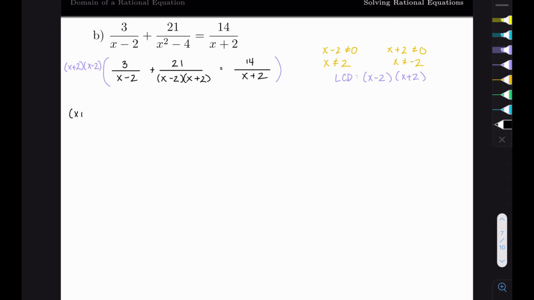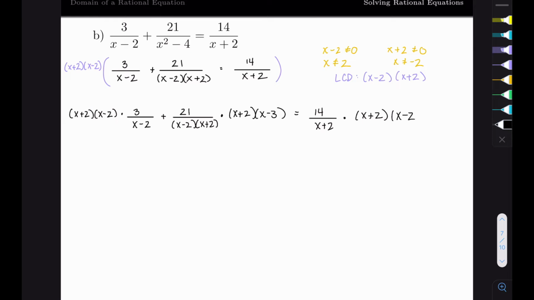So we're going to take x plus 2, x minus 2, and multiply it by this first fraction. Then we've got our plus 21 over x minus 2, x plus 2, and it's going to be multiplied by the common denominator. And then on the right-hand side, we take that fraction and multiply by the common denominator as well. Made that a plus minus 2. There we go. Okay, now we go ahead and see what cancels out.